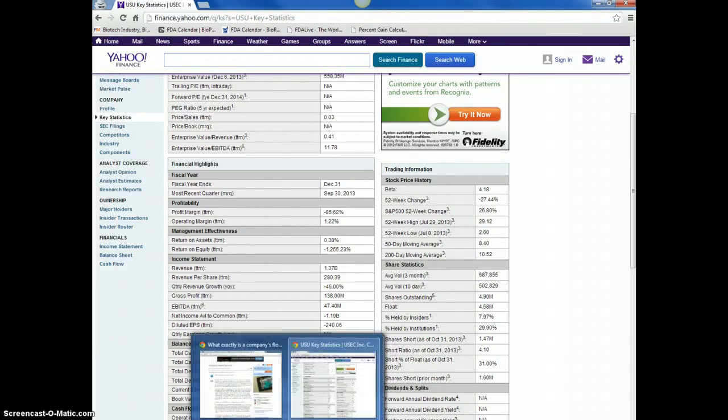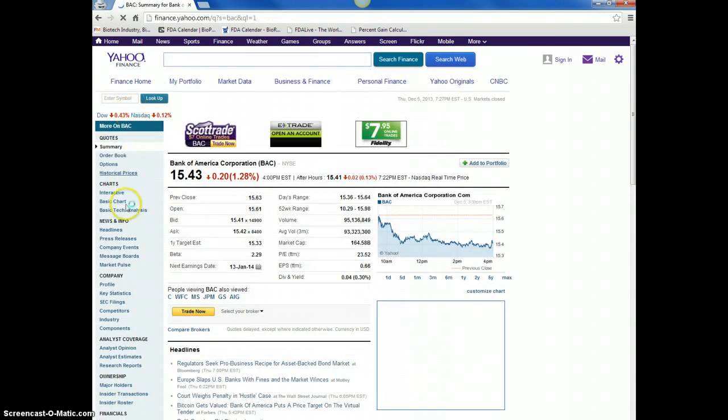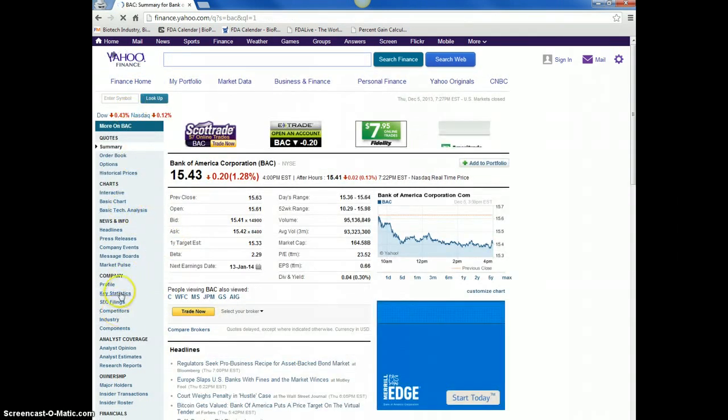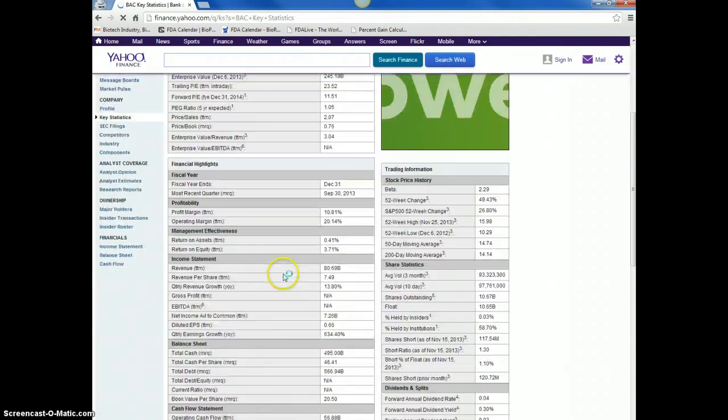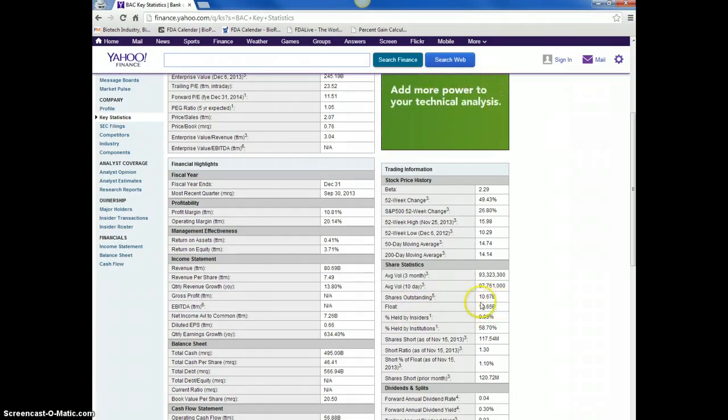Let me give you some examples. Let's take Bank of America. This stock trades millions of shares, almost 100 million shares a day. But look at their float. It's 10 billion. That is the number that the general public can trade any given day.